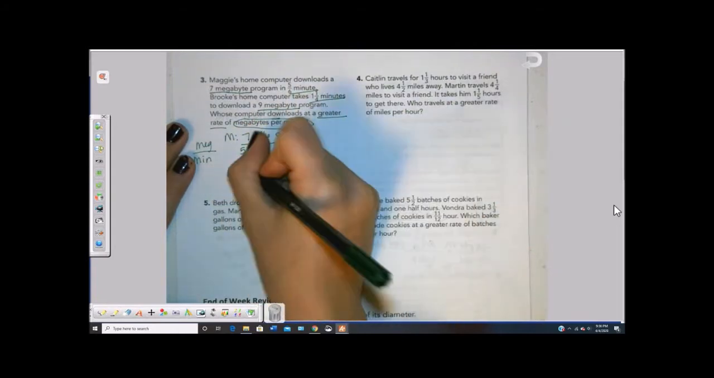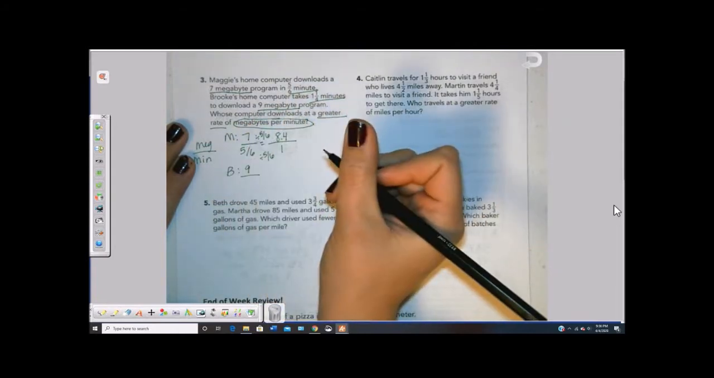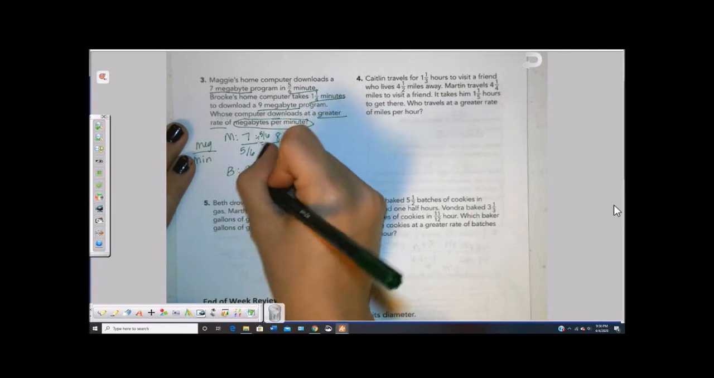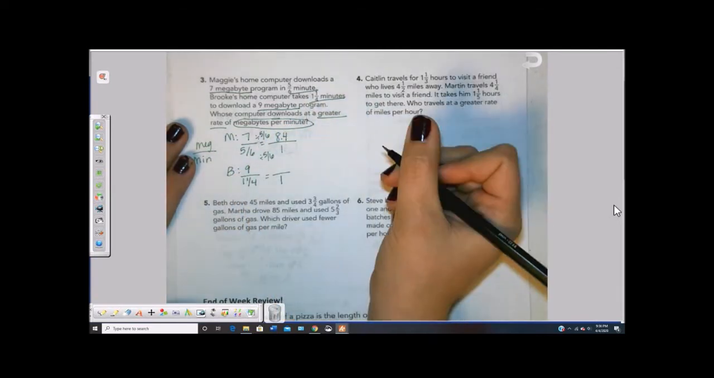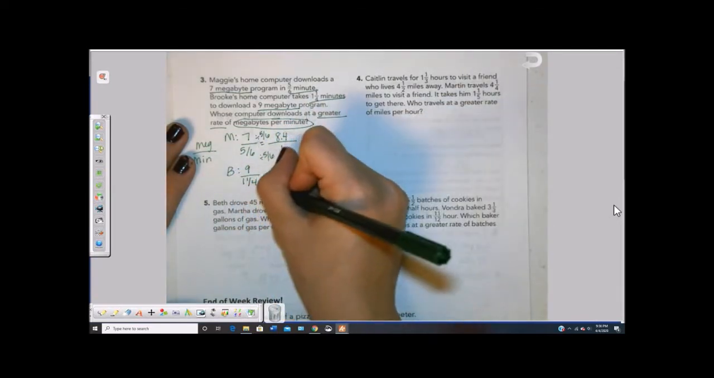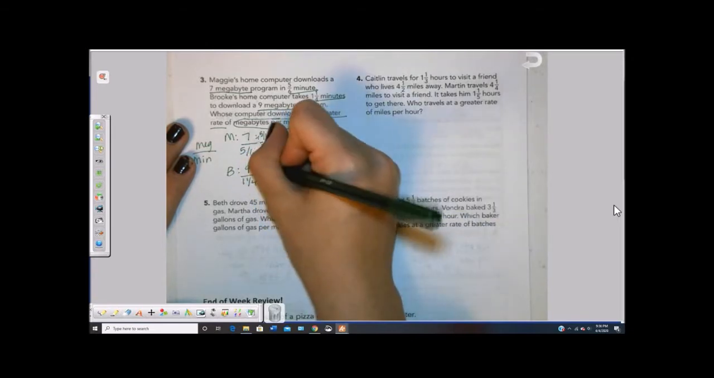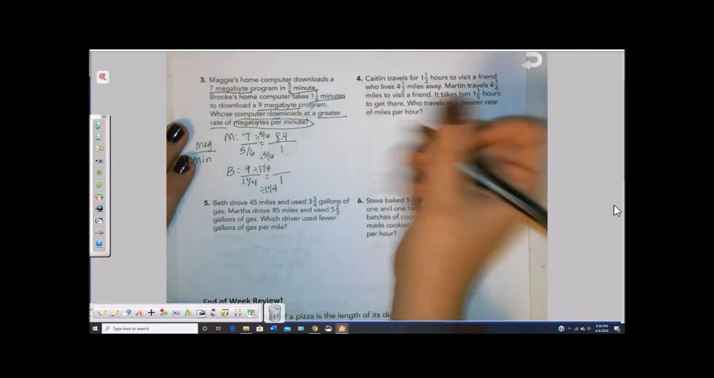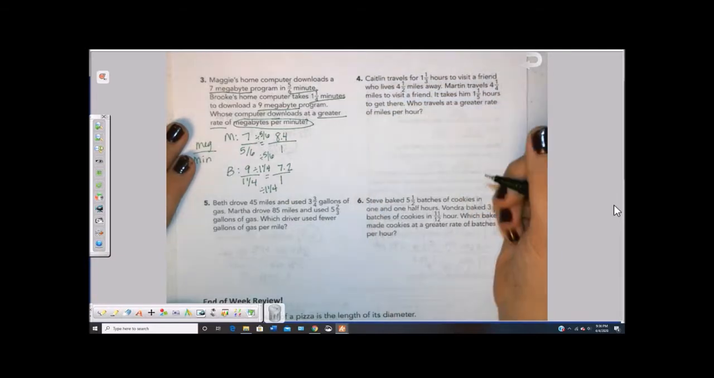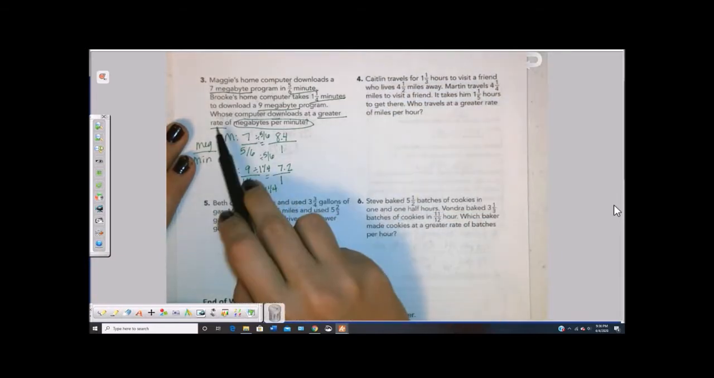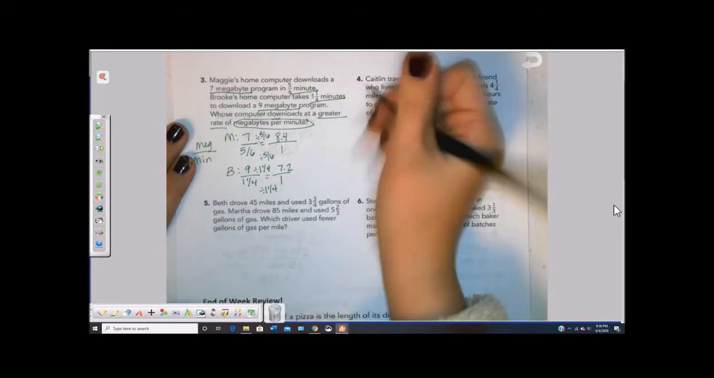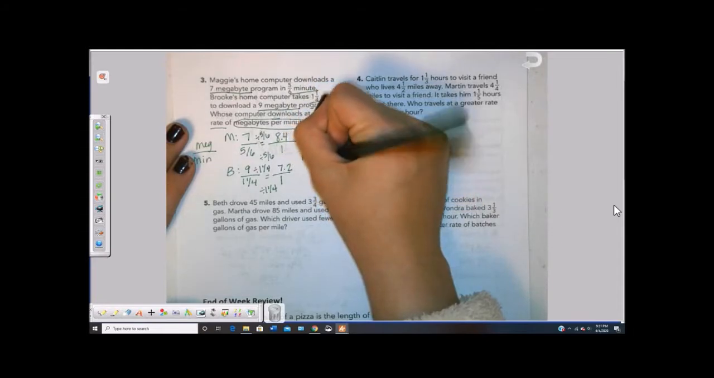Looking at Brooke, they have 9 over 1 1/4 equal to blank over 1. Anything divided by itself is 1, so we're going to divide by 1 1/4. When we do so, we get 7.2. So the question is, which has a greater rate? The answer is Maggie.